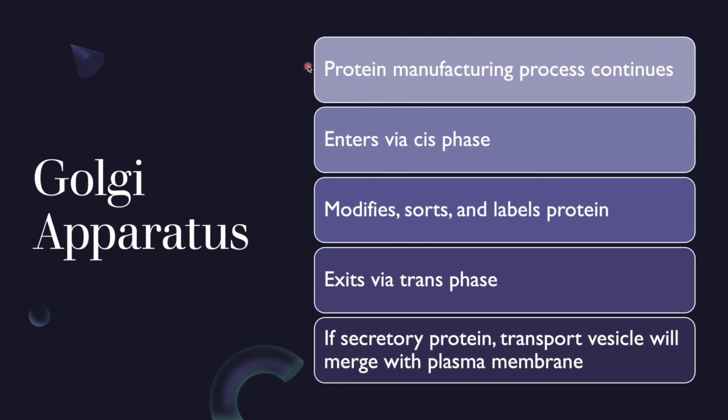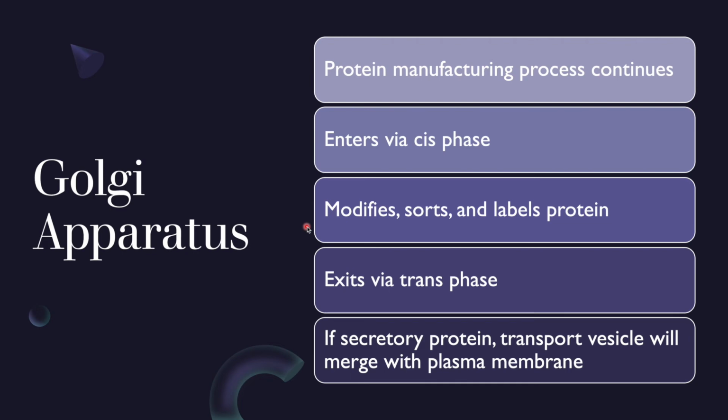The protein manufacturing process now continues in the Golgi apparatus. The Golgi apparatus receives protein from the rough ER and modifies, sorts, and labels it. The protein comes in from the cis phase of the Golgi apparatus as the transport vesicle from the ER merges into the cis phase of the Golgi apparatus, and then the protein is secreted into the cisternal space.